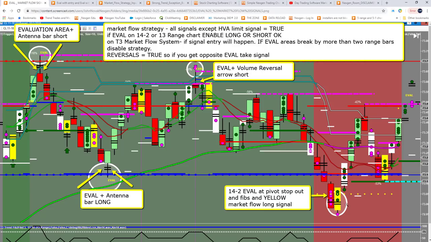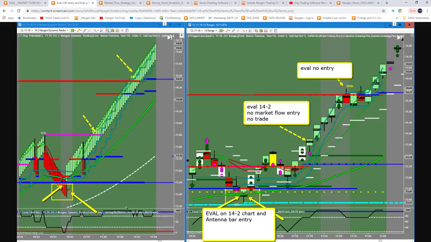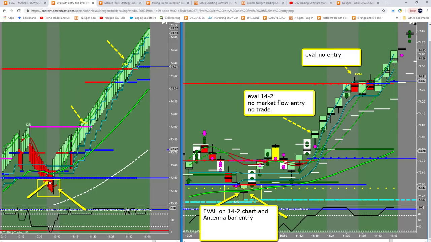And then this is the evaluation area from the 14-2 chart. So again, when we see things like evaluation areas on our 14-2 chart with the trend, we can use the market flow and the antenna bars and then get ourselves into some trades. I also want you to keep in mind that when the trend is strong, sometimes you'll get to these evaluation areas, which are prior divergences and fibs, and we don't get a signal and the market keeps going.